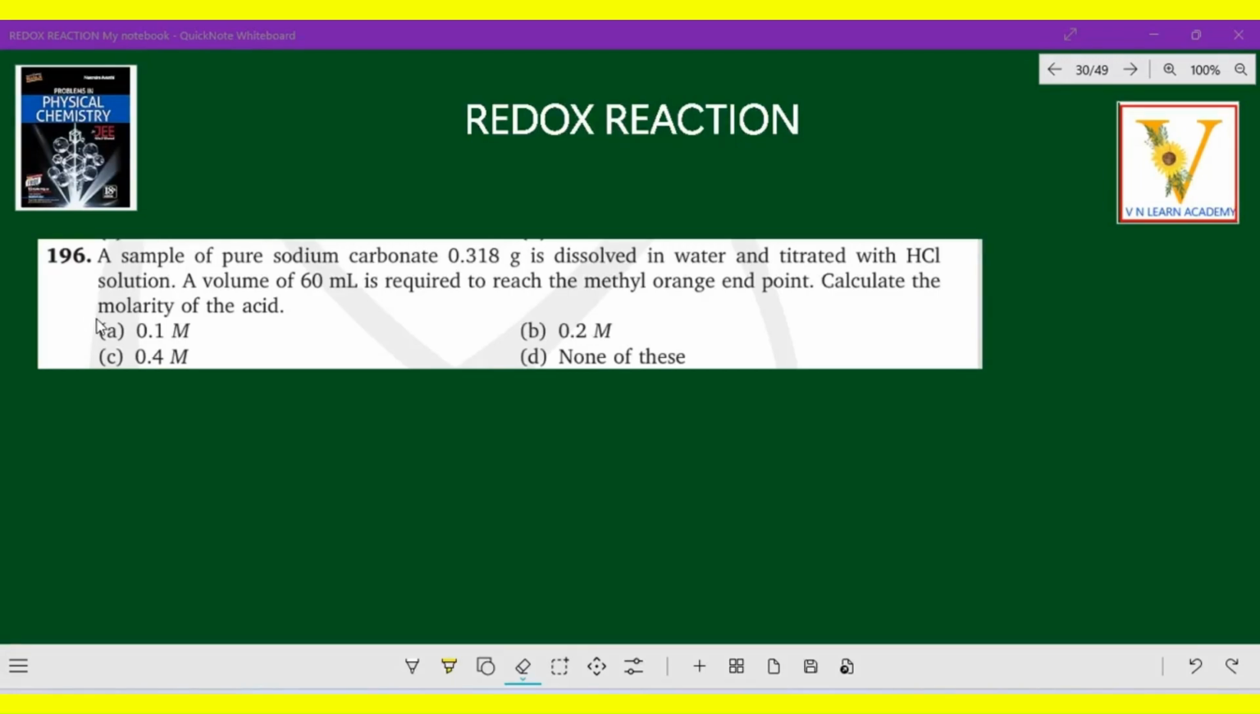Hello students, today we are going to see some more interesting and important questions from Narendra Avasthi sir's physical chemistry, redox reaction. Come on, let us discuss a few more questions from this session.